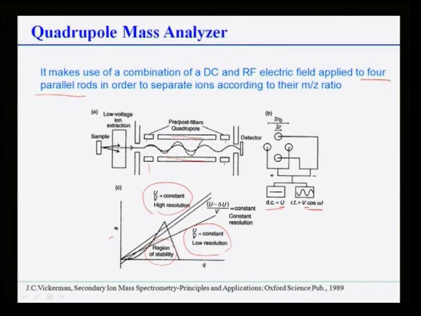U is basically the DC voltage, and V is the RF voltage magnitude. So by playing around with these two, we can actually get into this region of stability, and that is the region you need to work in. Obviously, if you want to work in the U by V constant high resolution region, you can do that, or if you want to work with constant resolution, you can do that, depending on the system on which you are working. So as you see here, this gives us many, many possibilities of changing the conditions and doing the measurements.